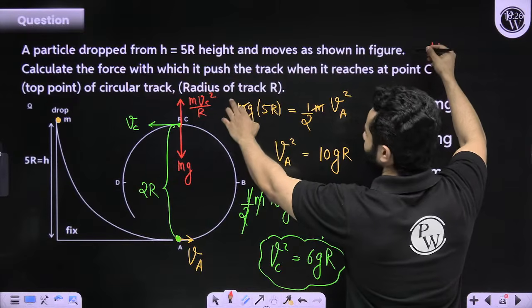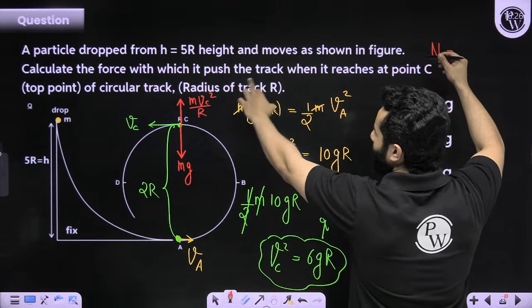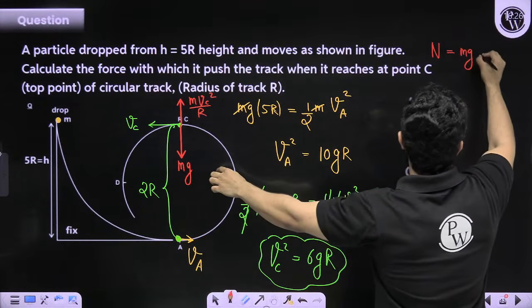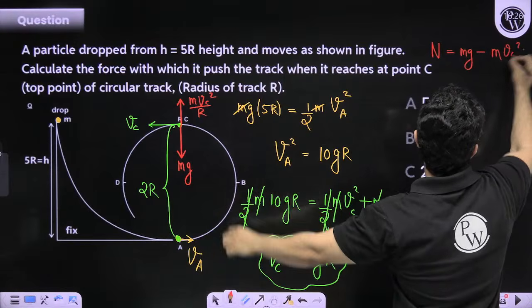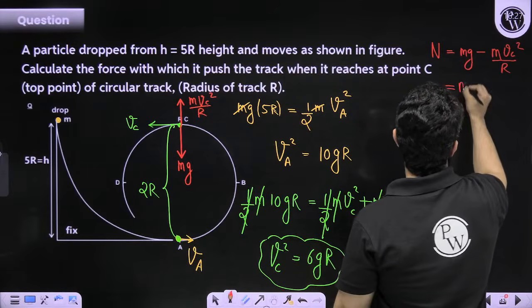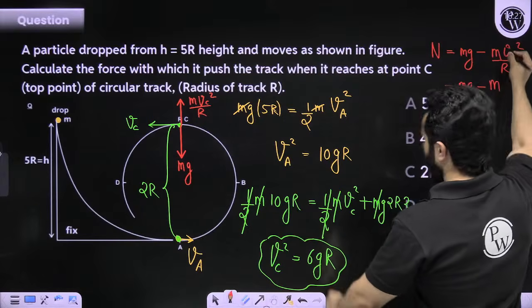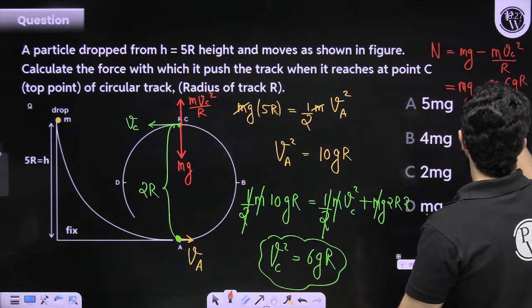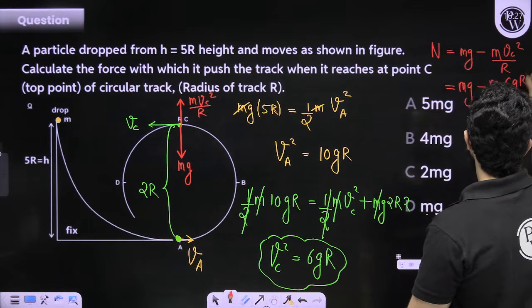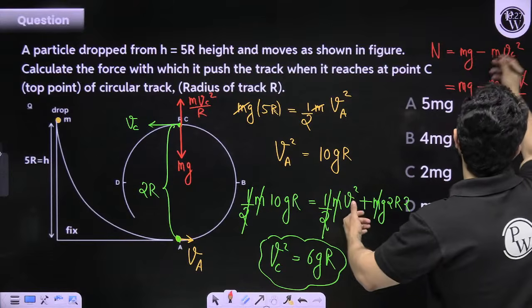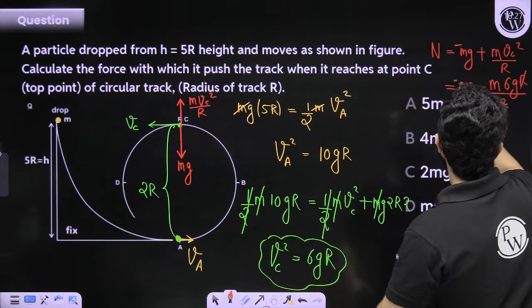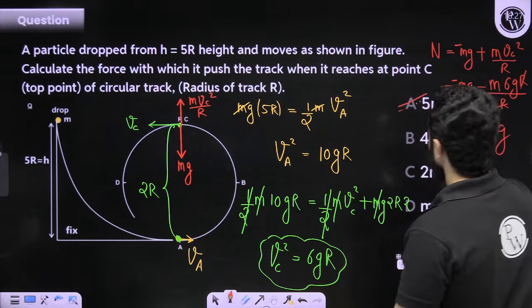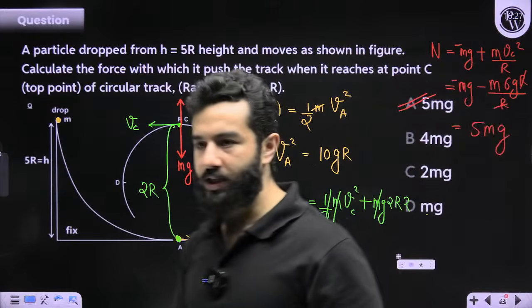So the normal reaction will be, because that's what they are saying, calculate the force with which it pushed the track. So it pushes the track with mg minus mvc square by r. So it's going to be mg minus mvc square is 6gr divided by r. R and R cancel out, and obviously my dear friends, this one is mg will be less, right, as you can see. So this is going to be 5 mg. A option is absolutely correct.